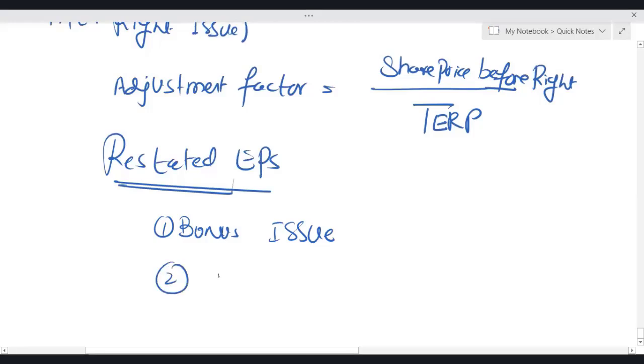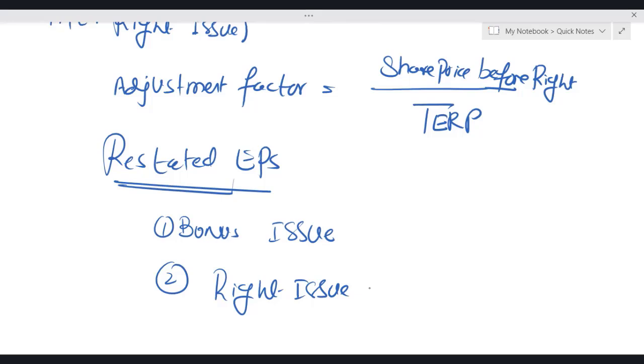If you also have a right issue, again, you need to restate the previous year EPS. So actually, either you have both the events or a single event, you need to restate previous year EPS. How do we restate it? Take the previous year EPS and simply multiply with the inverse of bonus fraction in case of bonus, and inverse of adjustment factor in case of right issue. Either in the current year there's bonus or there's a right issue.